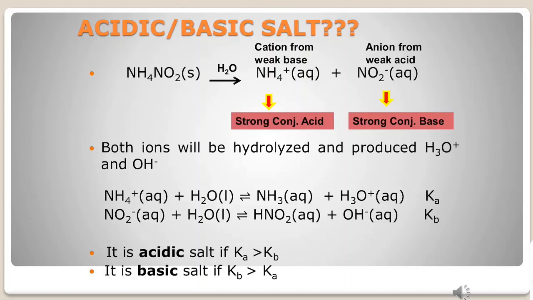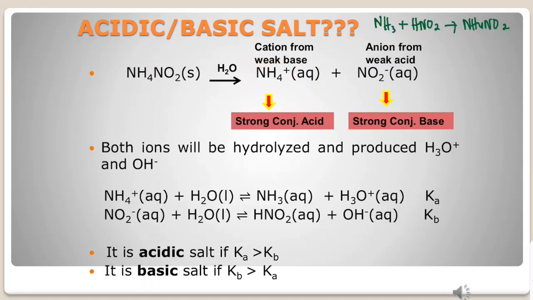What if we have ammonium nitrite? This salt is actually a product of the neutralization between NH3 and HNO2. Then we'll get NH4NO2. This salt is then ionized, turning into ammonium ion and NO2 minus ion. We know that this ion comes from ammonia. Ammonia is a weak base, so NH4 plus is a strong conjugate acid, and NO2 minus comes from HNO2. We know that HNO2 is a weak acid, so NO2 minus is a strong conjugate base.